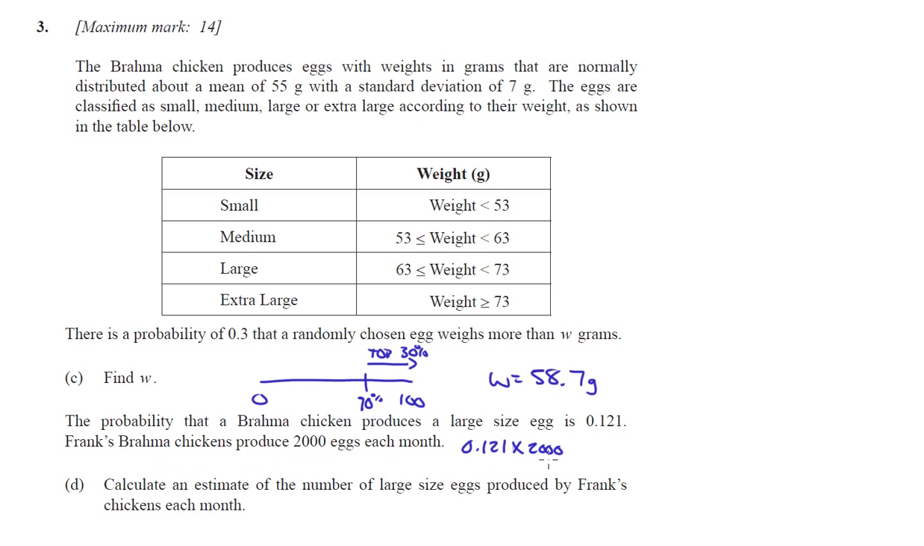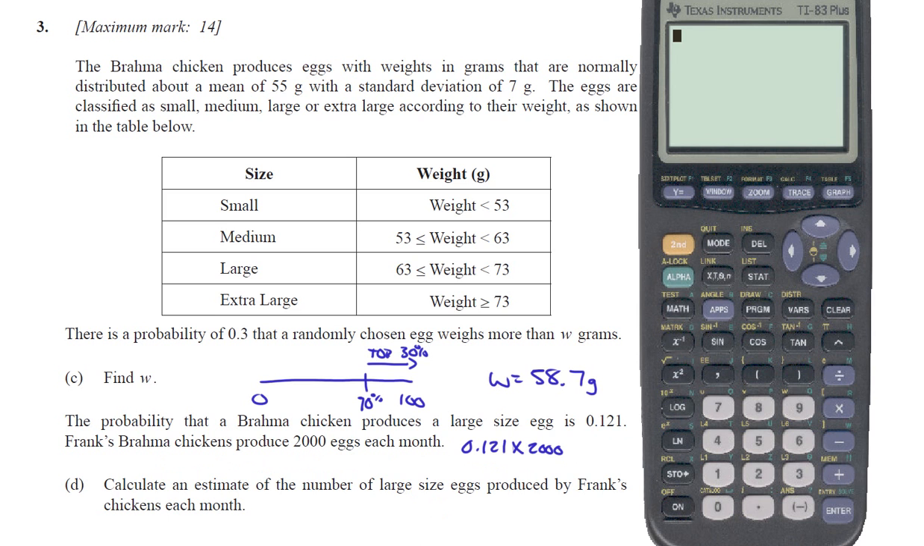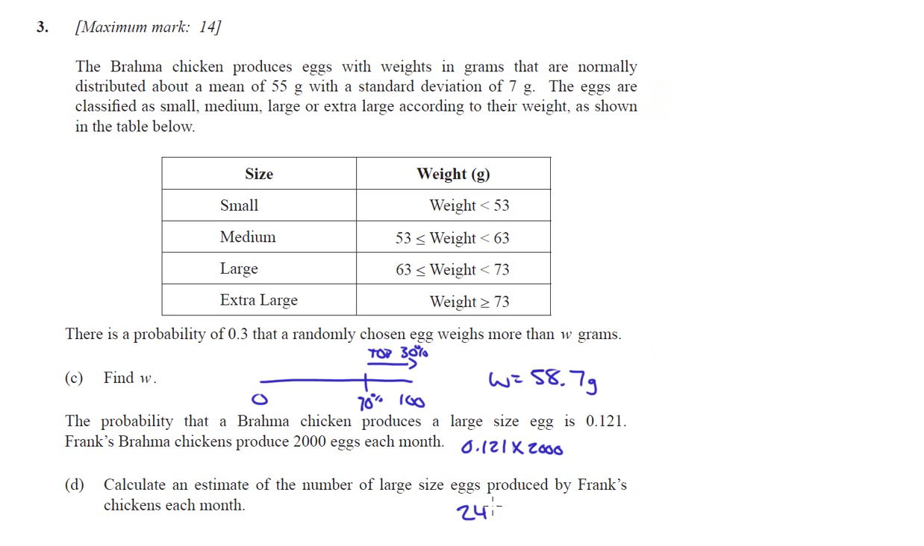So if there's 2,000 eggs, 2,000 times your 12% should give you the estimated number of large size eggs produced by Frank's chickens. So 0.121 times 2,000, and we get 242 eggs, 242 large eggs. Okay, way to go, Frank's chickens. Okay, let's take a look at the next part here.